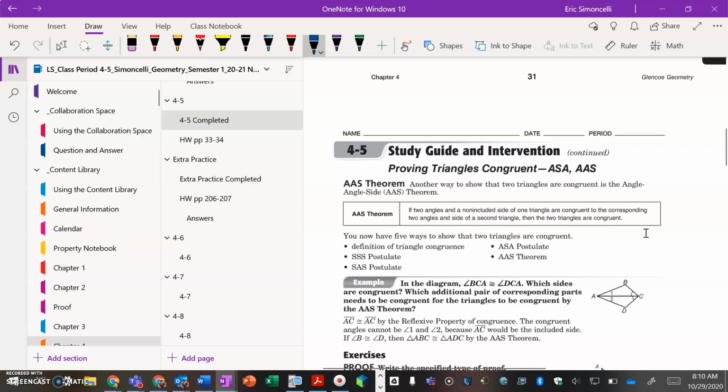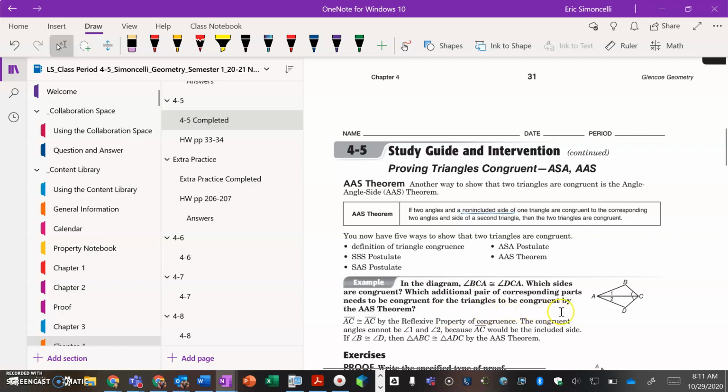So we're talking about a non-included side. Quite literally, that second letter, as you see here, is an angle, not a side, so it's not between the other two parts. So we now have 5 ways to show that two triangles are congruent. We have the definition of triangle congruence, side, side, side, side, angle, side, and now angle, side, angle, and angle, angle, side. So let's take a look. In the diagram, angle BCA is congruent to angle DCA. Which additional pair of corresponding parts needs to be congruent for the triangles to be congruent by the angle, angle, side theorem?